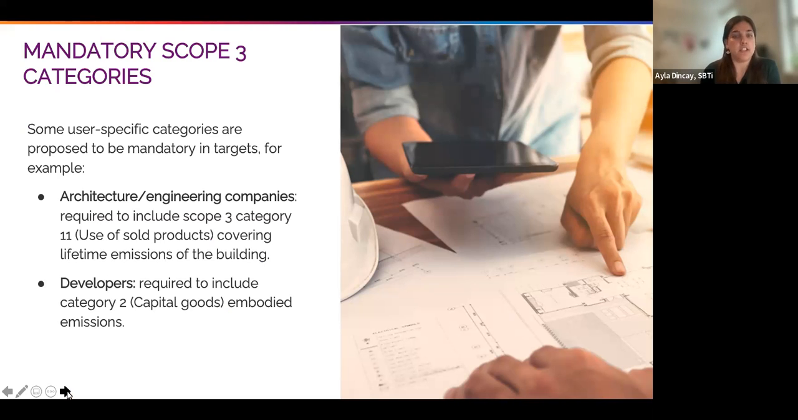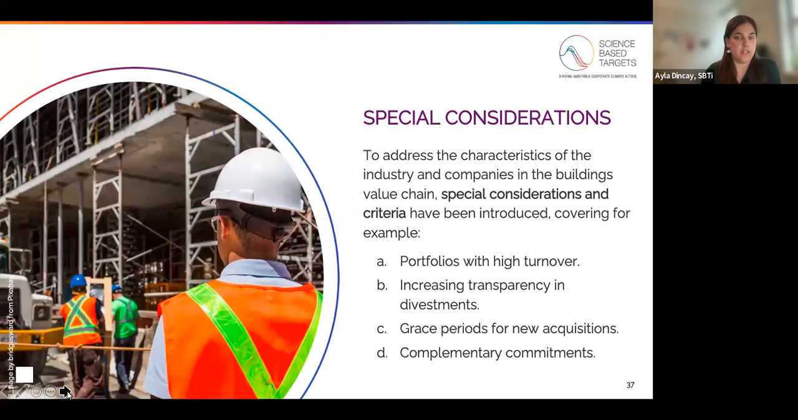For example, architecture companies do have significant influence over a building's emissions. Therefore, following the guidance, they would need to include lifetime emissions into their target in category 11, use of sold products. Another example is developers who will need to include embodied emissions in category 2, capital goods, into their target boundary. In the consultation, we ask your views on these categories.